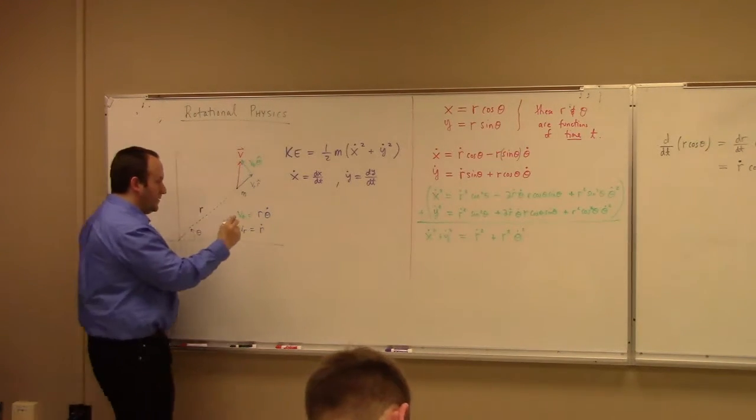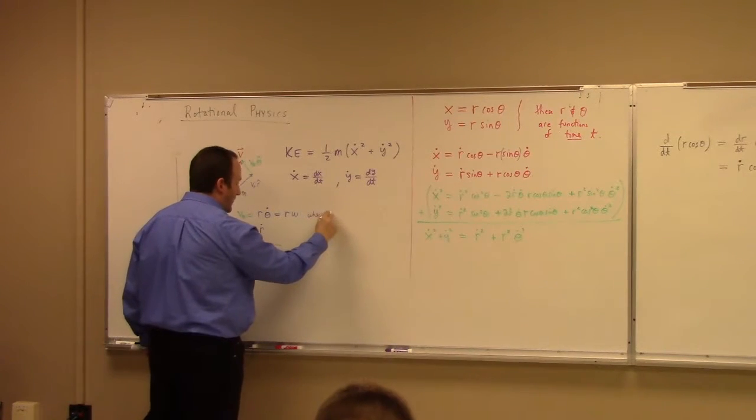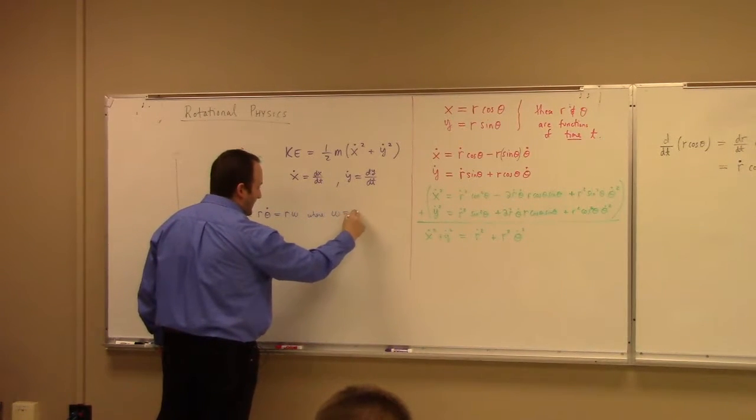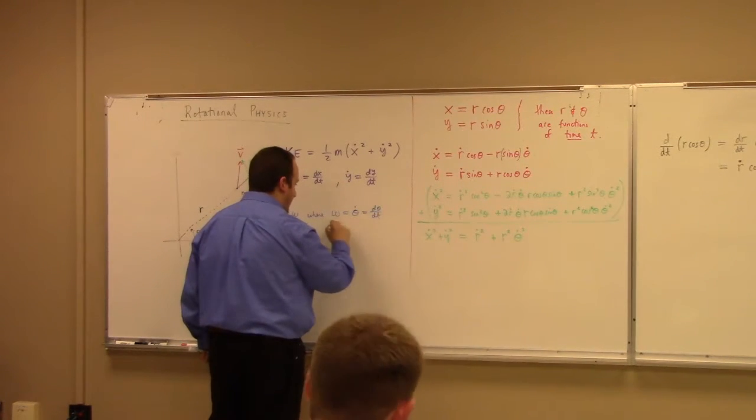Now, you could write this as r omega, where omega is equal to theta dot. That's a definition, the so-called angular velocity.